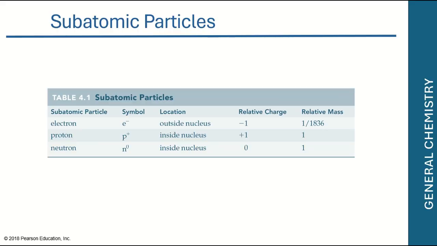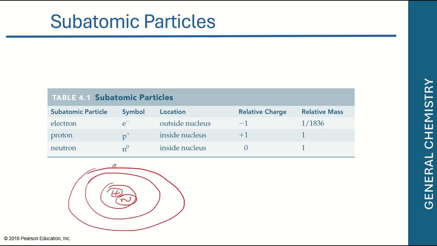So the subatomic particles are electrons, protons, and neutrons. Outside of the nucleus are the electrons, and the protons and neutrons are inside the nucleus, right? So we have our nucleus over here, and around that we have the electrons. See, again, I'm using the Bohr model. Remember that I said I'm going to use the Bohr model a lot. So we have a charge: the electron is negative, the proton is positive, and the neutron has no charge.